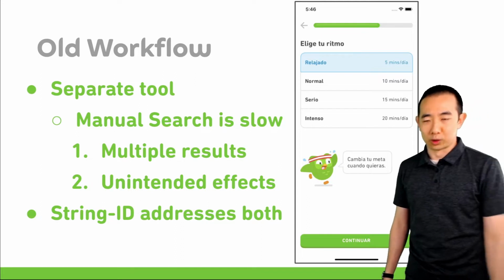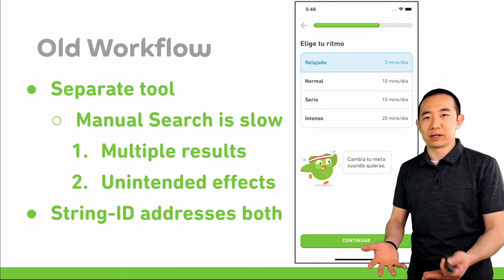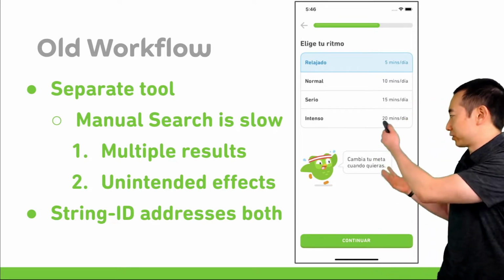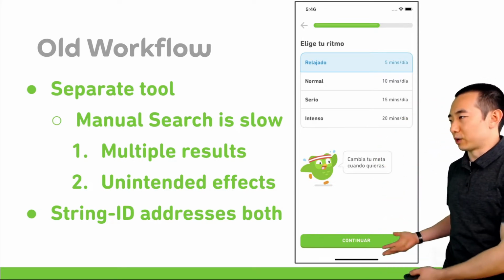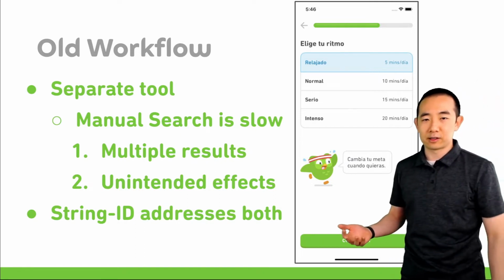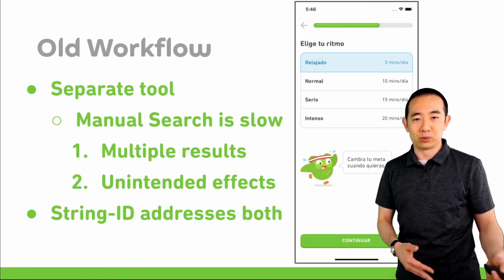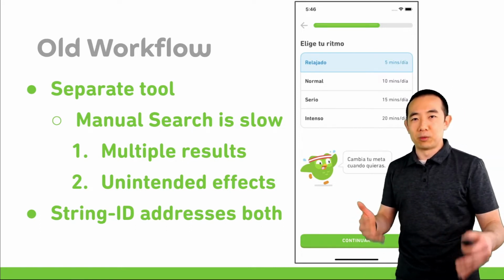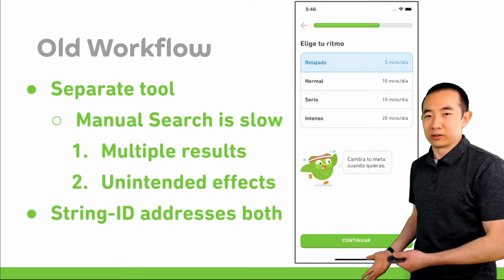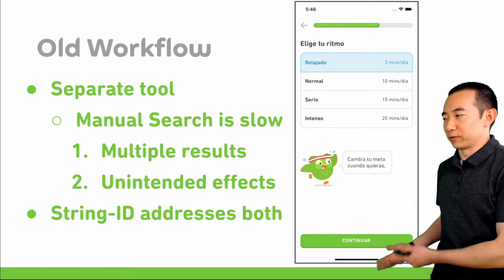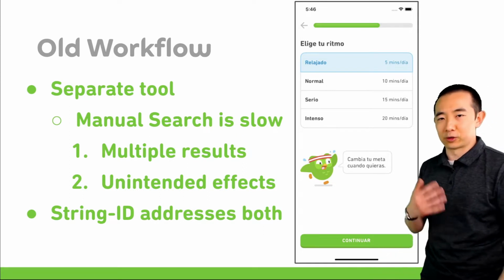In the old workflow, we would have to go into the Copycat tool and manually find the string that we're trying to edit. So let's say we have the screenshot here, and I want to modify the button text here that says continue. In that case, I would have to go into the Copycat tool and search for the word continue. However, there are multiple strings in the app that contain the word continue, so I don't know necessarily which string I'm editing that's going to affect this particular screenshot. So there could be some confusion there.